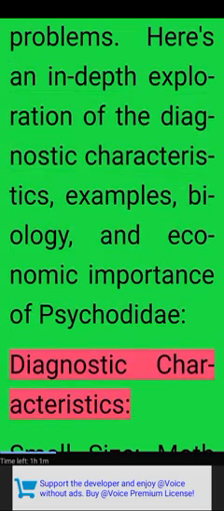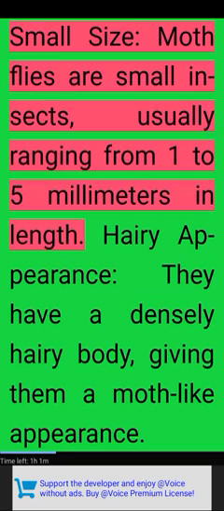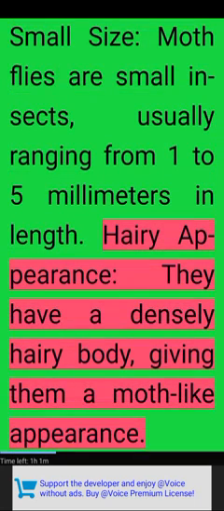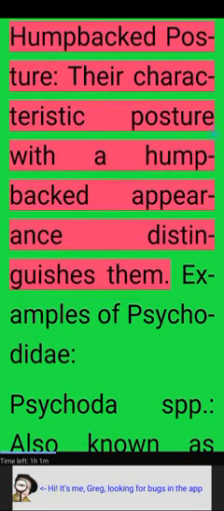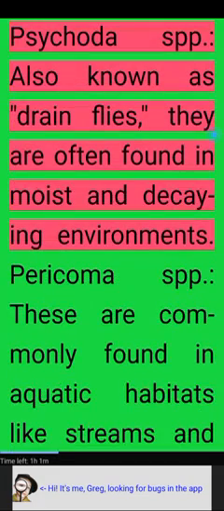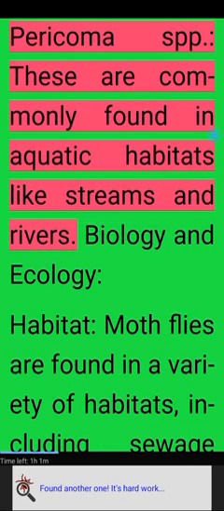Diagnostic characteristics. Small size. Mothflies are small insects, usually ranging from 1 to 5 millimeters in length. Hairy appearance. They have a densely hairy body, giving them a moth-like appearance. Humpbacked posture. Their characteristic humpbacked posture distinguishes them. Examples of Psychodidae. Psychoda spp. Also known as drain flies, they are often found in moist and decaying environments. Paracoma spp. These are commonly found in aquatic habitats like streams and rivers.